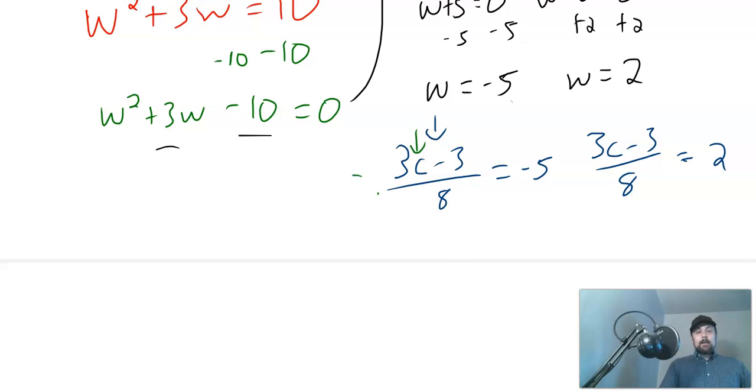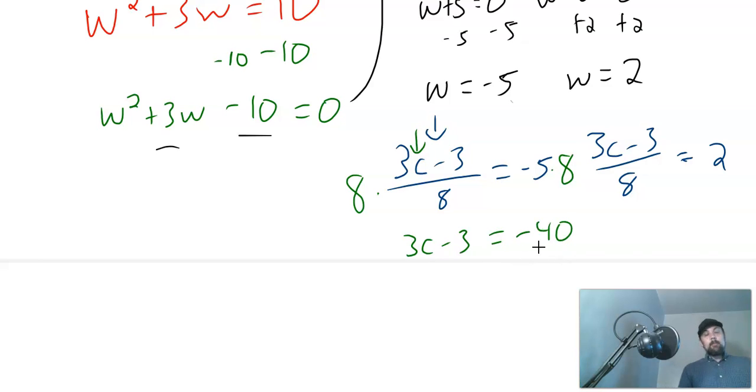So to get rid of the 8, since we're dividing by 8, to cancel it out, I'll multiply by 8 on both sides. I get 3c minus 3 equals negative 40. And be aware that when you multiply a number to a fraction like this, the 8 is going to cancel out with this 8, and it's gone. It doesn't also get multiplied to the top. So I'll get a lot of students that cancel out the 8's, but then also distribute the 8 up here. You can't do both.